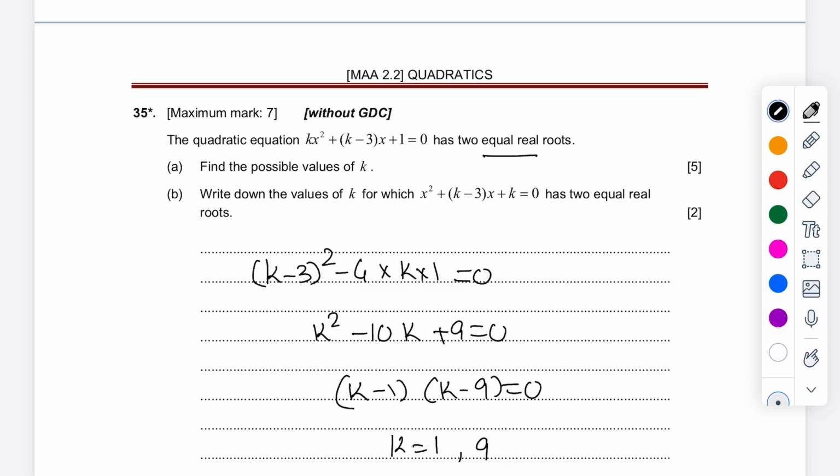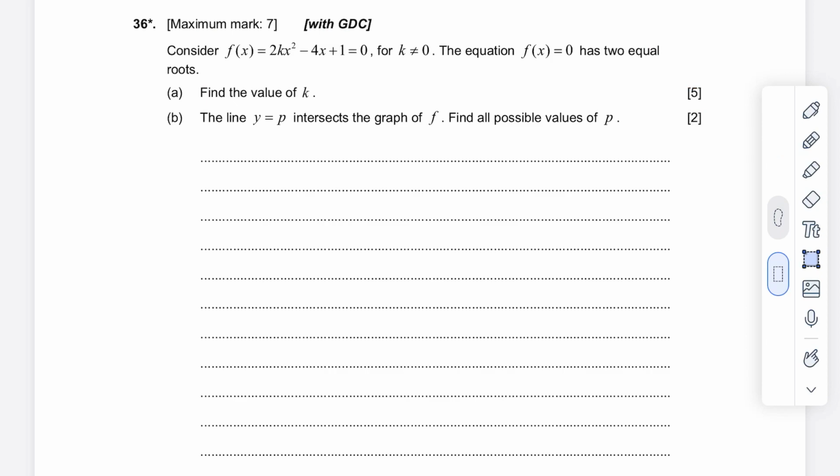So it is the same thing for b also. It is going to be k equals to 1 and k equals to 9. That's going to be the answer. Now to the question number 36. The equation has two equal roots. So b square minus 4ac equals to 0.